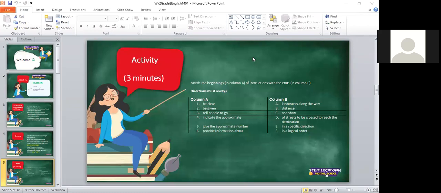I think Kanka has raised his hand. Yes, two participants have raised their hands. I'm just wondering if that means you have a question or that you are done matching column A with column B.